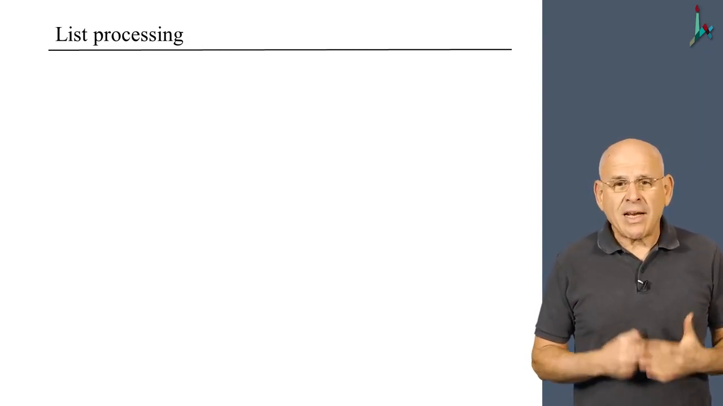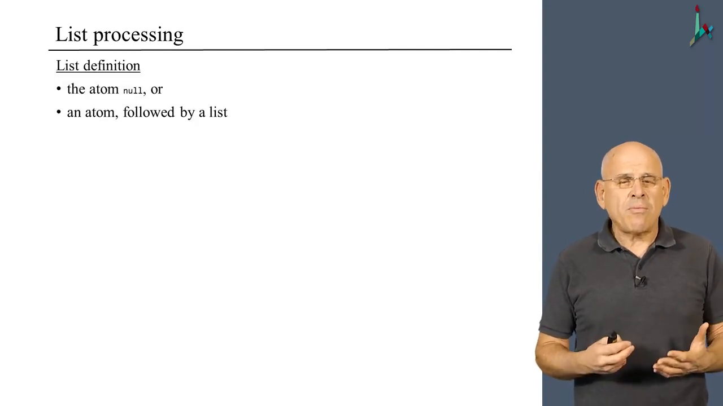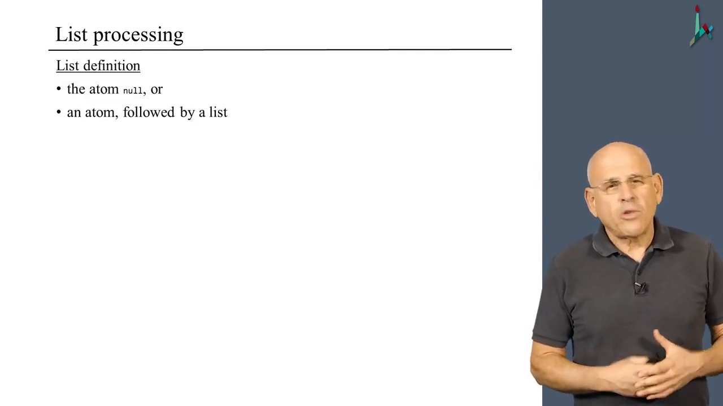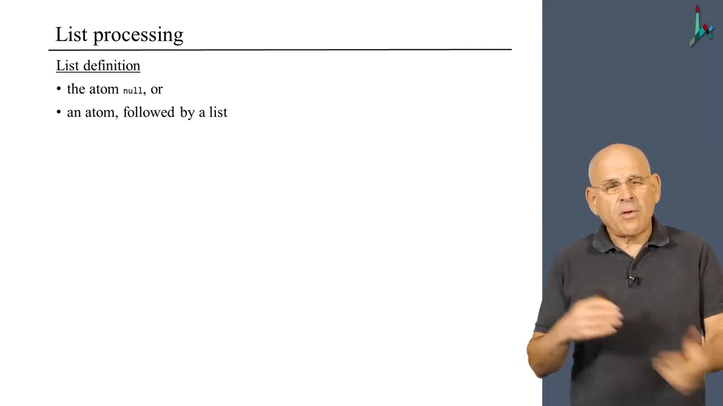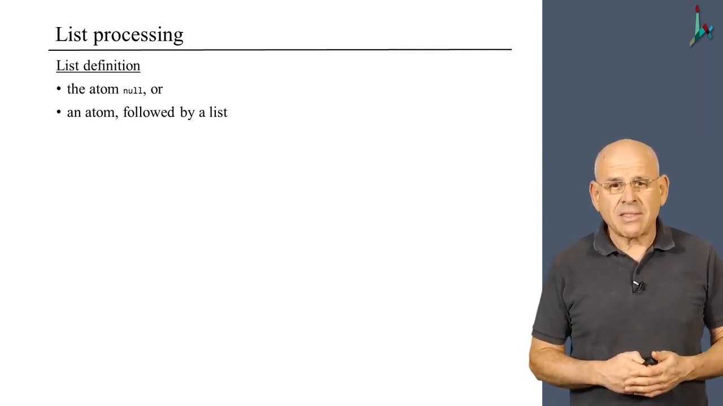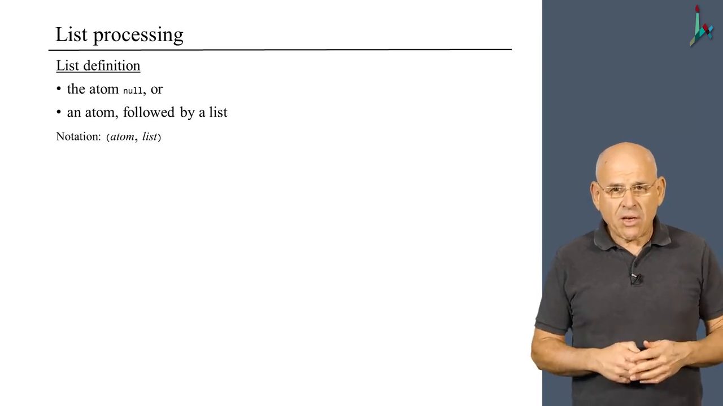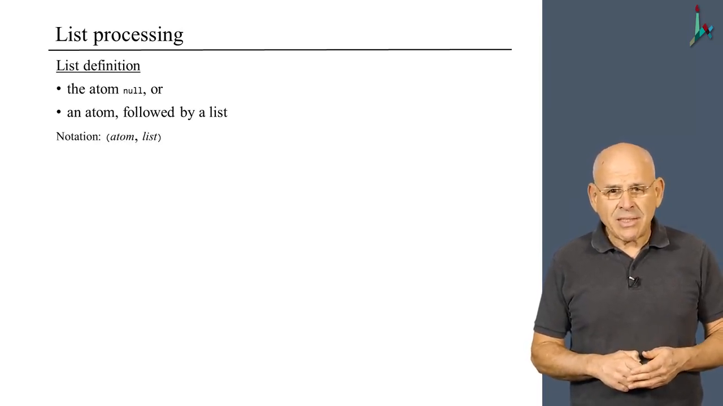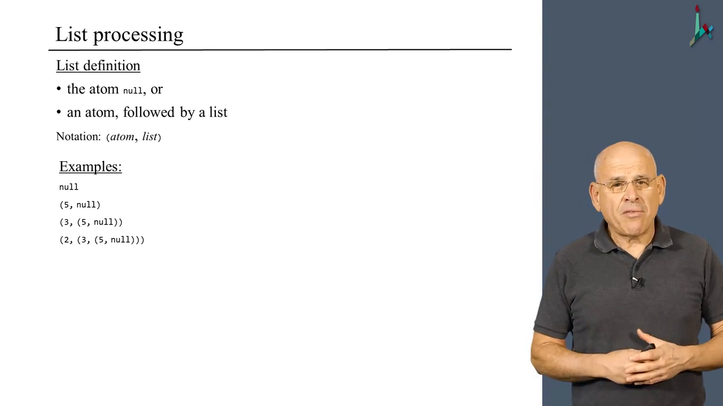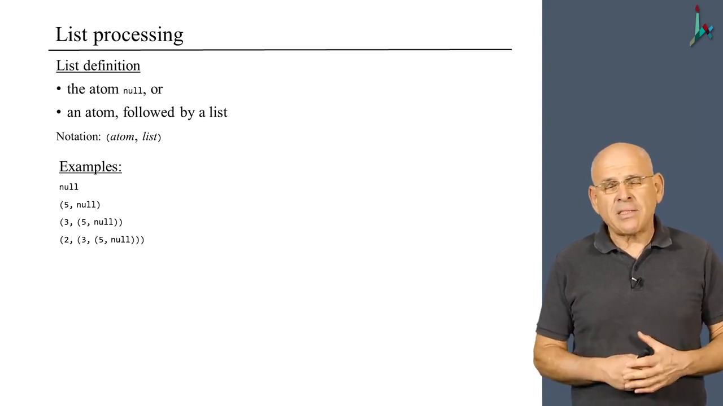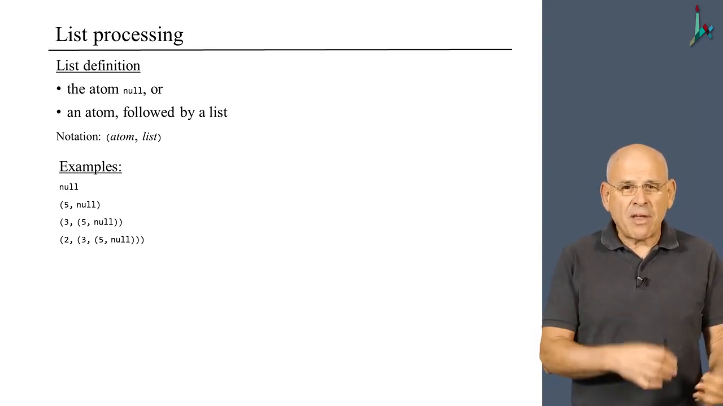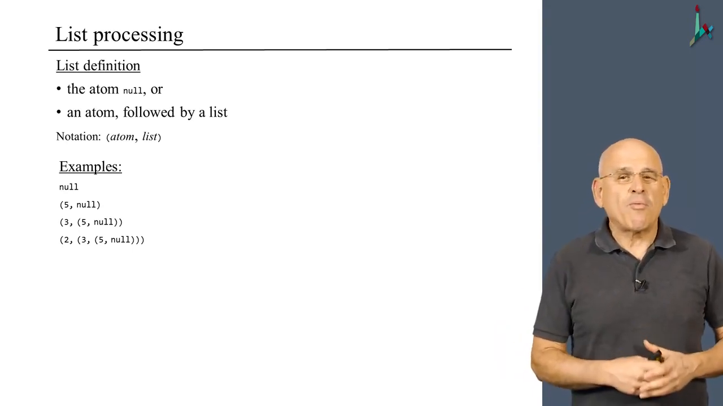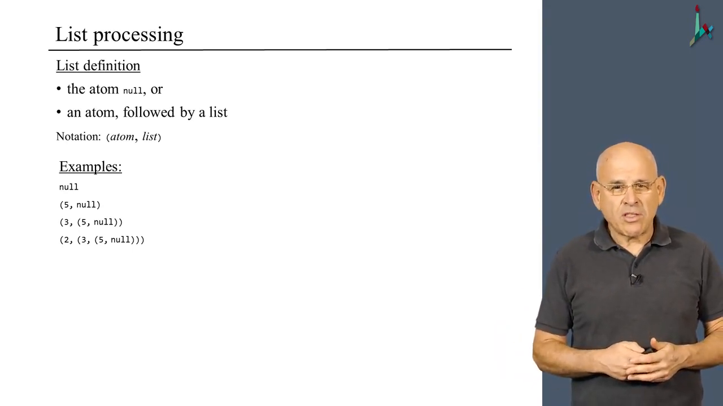So what is a list? A list essentially is the atom null, which can be thought of as the empty set, or it's an atom followed by a list. And we use this notation in order to represent lists. So here's an example of several lists: the empty list, and then 5 followed by the empty list, then 3 followed by 5, followed by the empty list, and so on and so forth.